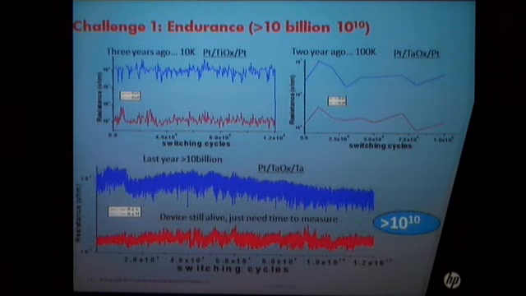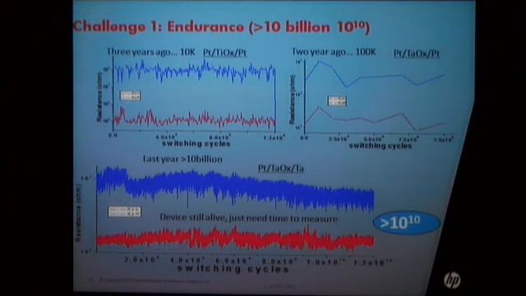First, the challenge of endurance. About 3 years ago, we used a titanium platinum material system, and normally we got 10,000 switching cycles from the device. Then we replaced the titanium oxide with tantalum oxide material. About 2 years ago, we improved the endurance by 10 times, and we further improved the device structure by changing the materials, and we get easily over 10 billion switching cycles from the device. Actually, after 15 billion switching cycles, the device is still switchable, it's still functioning. It just takes longer to get a higher endurance measurement.